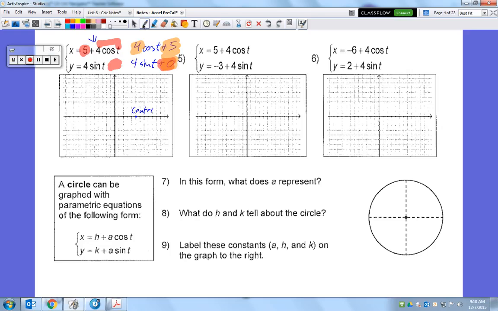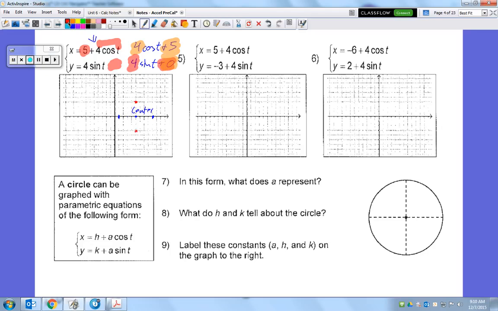So 1, 2, let's go to the left. 1, 2, 3, 4. Here's the edge x-wise. 1, 2, 3, 4. There's the other edge. And then up and down I'm going to also go 4 because that was the magnitude of that coefficient for y. So let me get a red. I'm going to go 1, 2, 3, 4. And then 1, 2, 3, 4.